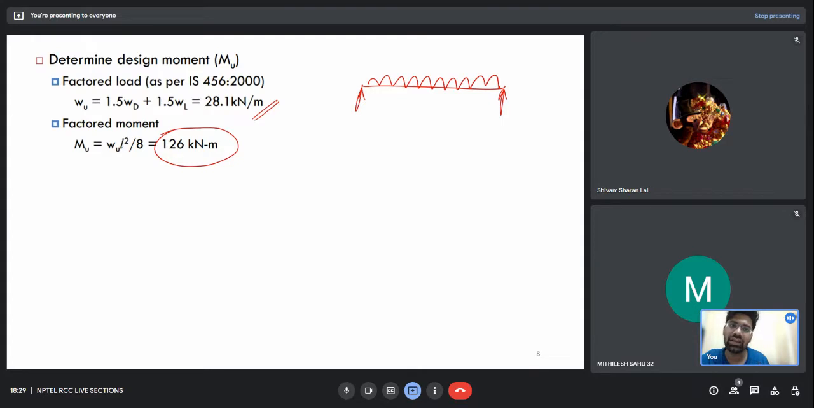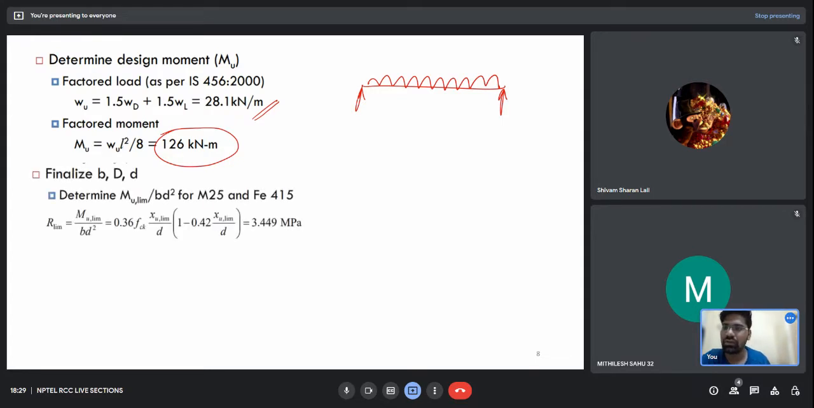Now I need to calculate the area of steel. So how can we do that? The formula we have is the limiting moment carrying capacity of the beam. Don't get scared by what I have written up here. You are very familiar with this formula: 0.36 fck b xu into d minus 0.42 xu. What you can do is put xu equal to xu limit.